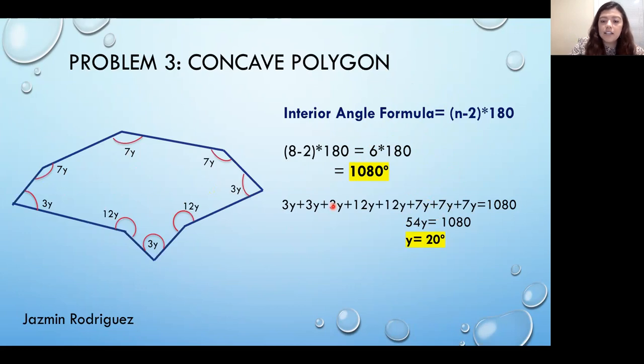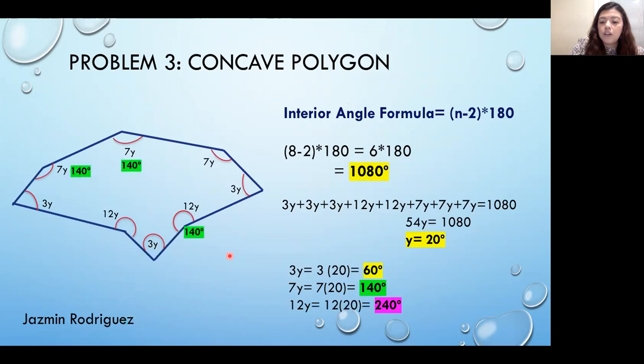And then the next thing that we'll do is we'll go ahead and plug in our 20 degrees into our variables. So we'll start off with 3y is equal to 60 degrees, 7y will equal 140 degrees, and 12y will equal 240 degrees. And so we went ahead and labeled all of our angles. And if we wanted to double check and make sure that we have this correct, all we do is add up all of these numbers, and we will see that they all equal 1,080 degrees.